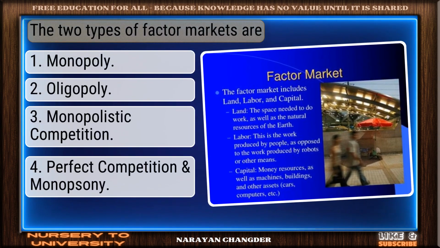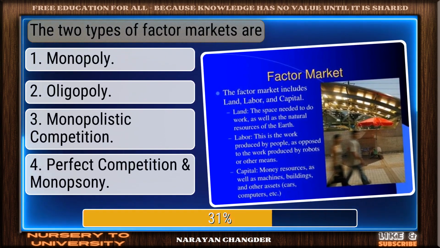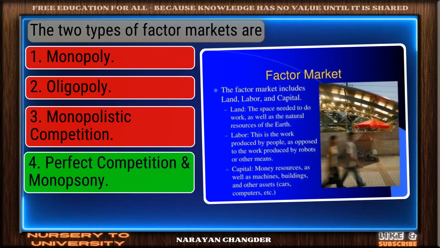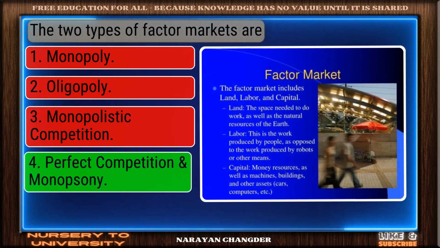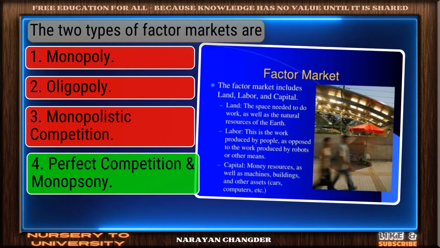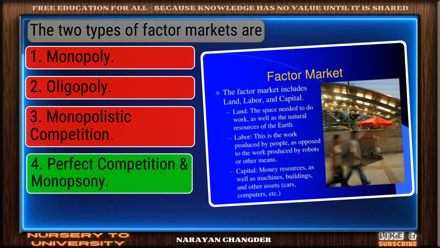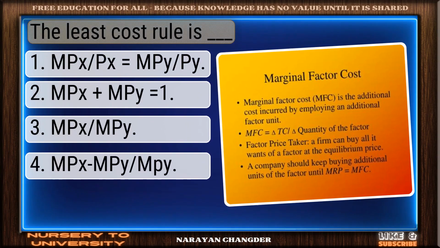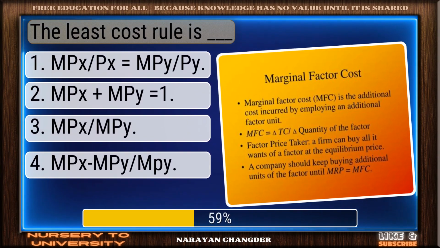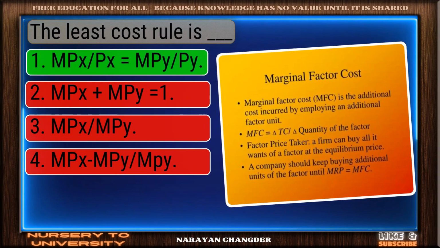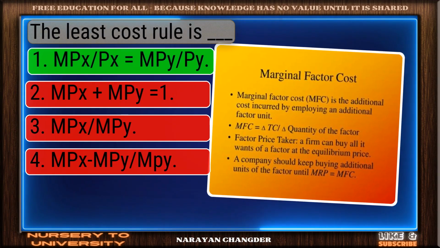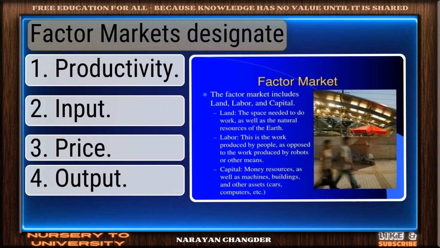The 2 types of factor markets are? Strong choice. Perfect competition and monopsony is the right answer. The least cost rule is dash. Bravo. MPx/Px equal to MPy/Py is the answer.